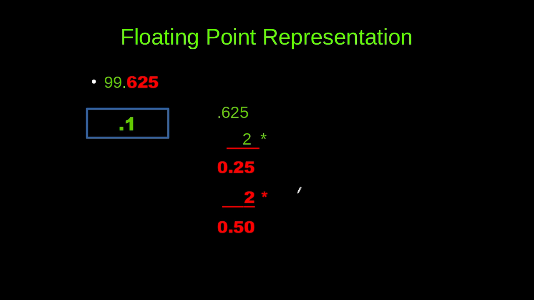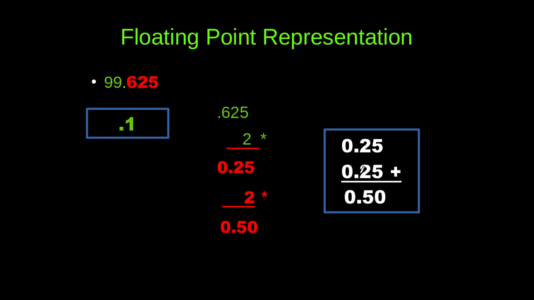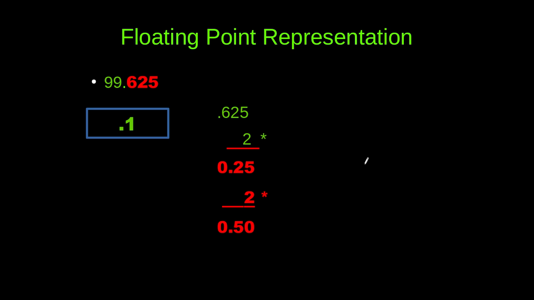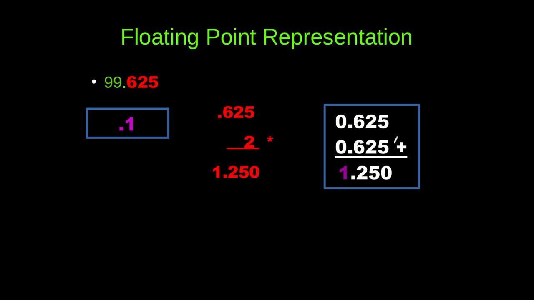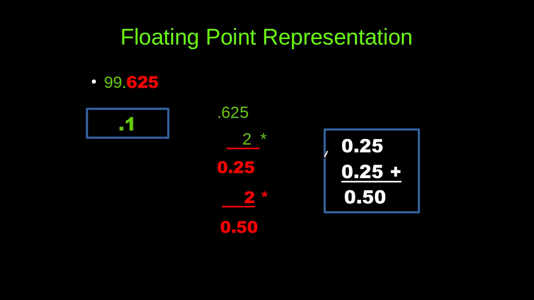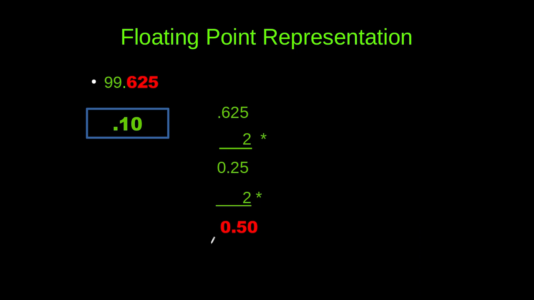0.50. I added them here, and here I'm doing the multiplication. I'm doing it in 2 ways also. So what do we take? We take the 0, put it in our binary number.